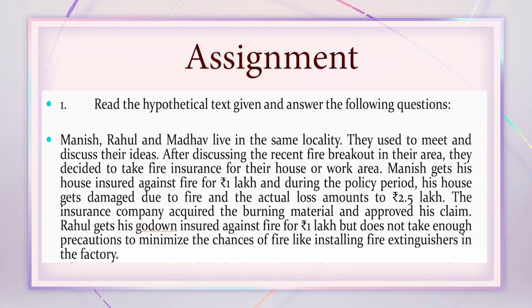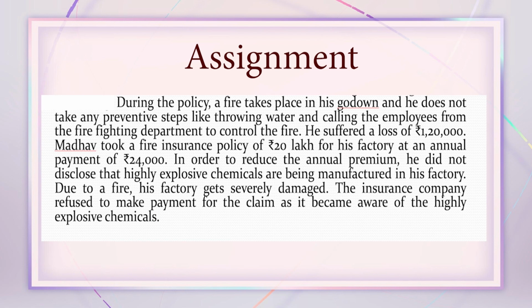Rahul gets his godown insured against fire for rupees 1 lakh, but doesn't take enough precautions to minimize the chances of fire, like installing fire extinguishers in the factory. During the policy, a fire takes place in his godown and he doesn't take any preventive steps like throwing water and calling the employees from the firefighting department to control the fire. He suffered a loss of rupees 1,20,000.